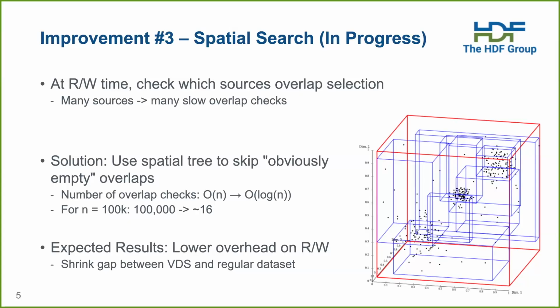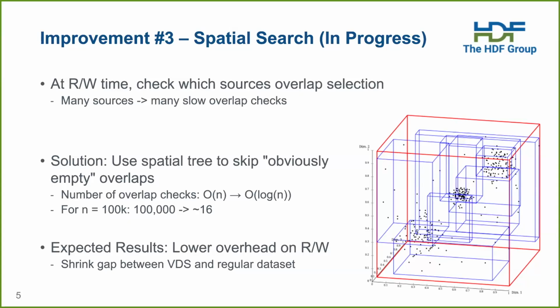In computer science notation, this takes the number of comparisons from O(n) to O(log n). So, for, say, 100,000 dataspaces, 100,000 datasets, this could take the number of checks from 100,000 down to around 16. Now, that's very much an ideal case, depending on the exact layout. If the tree isn't exactly balanced, people probably won't see improvements that substantial, but somewhere around that order of magnitude change in the number of checks is what's expected.